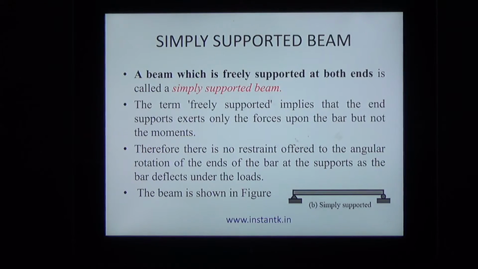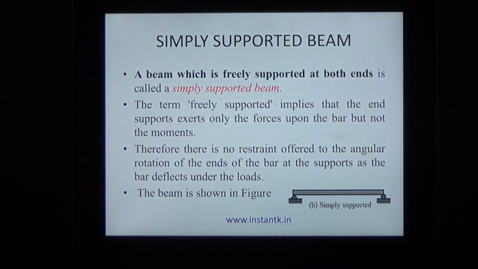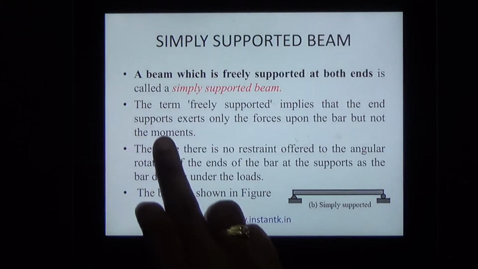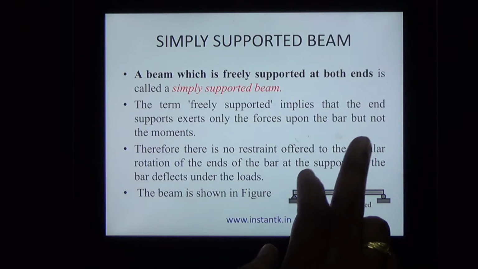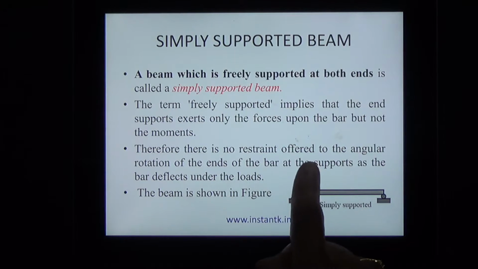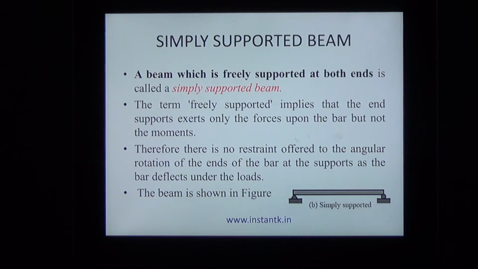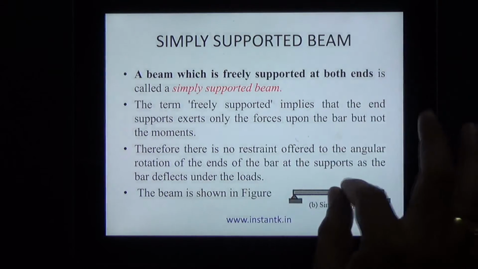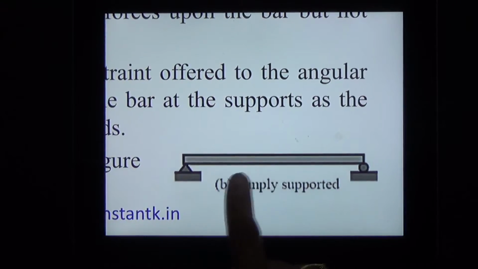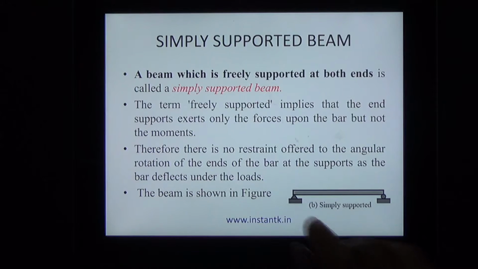Next, simply supported beam. A simply supported beam is a beam which is supported at both the ends. A beam which is freely supported at both the ends is called a simply supported beam. The term freely supported implies that the end supports exert only force upon the bar but not moments. Therefore, there is no restraint offered to angular rotation of the ends of the bar at the supports as the bar deflects under the load. If you draw the diagram and write that it is a beam which is freely supported at both the ends, it is sufficient.